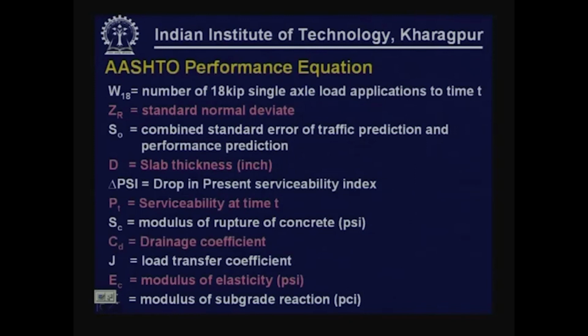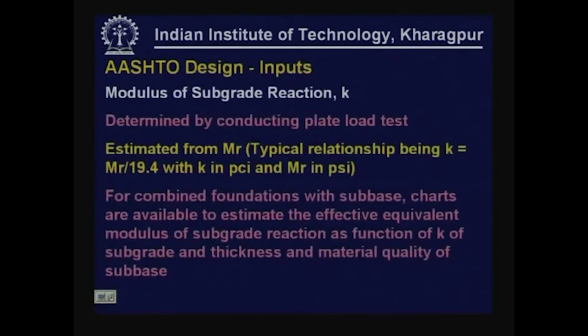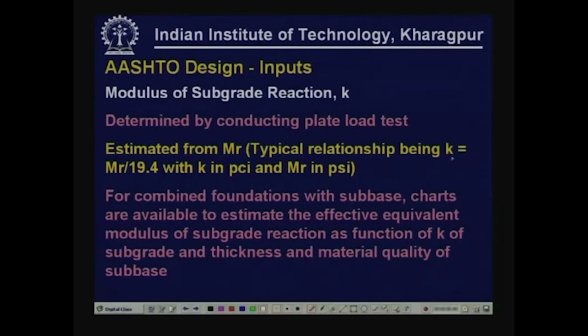EC is the modulus of elasticity of concrete, and K is the modulus of subgrade reaction expressed in terms of PCI. The modulus of subgrade reaction K has to be determined by conducting a plate load test. It can also be estimated from the resilient modulus value of the subgrade material if the resilient modulus value is available. It can be obtained as K equal to MR by 19.4, where K is in PCI and MR in PSI.